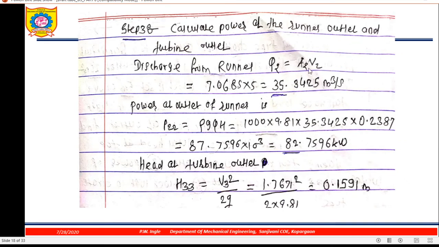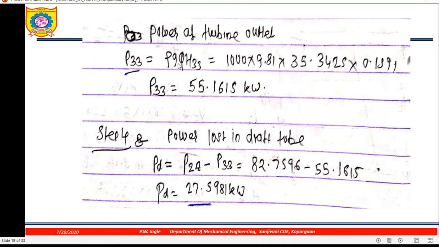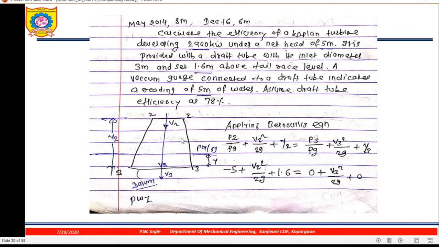Then calculate power at runner outlet. So discharge from runner Q2 is A2 into V2. Power at outlet is rho g Q H. So you just put the values, you will get the power at 2. Then head at turbine outlet is V3 square by 2g. Then power at turbine outlet is rho g Q H3. And then power lost in draft tube is P2 minus P3. So it is 27.5981 kilowatt. Now next.